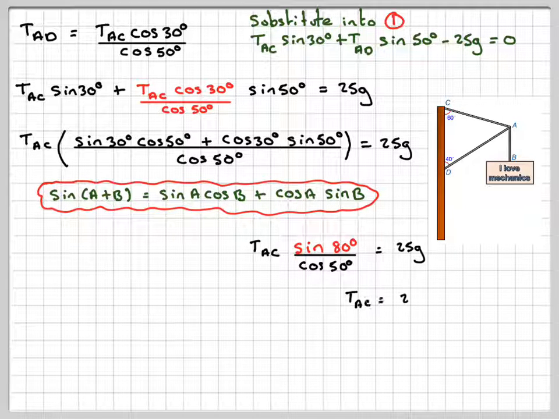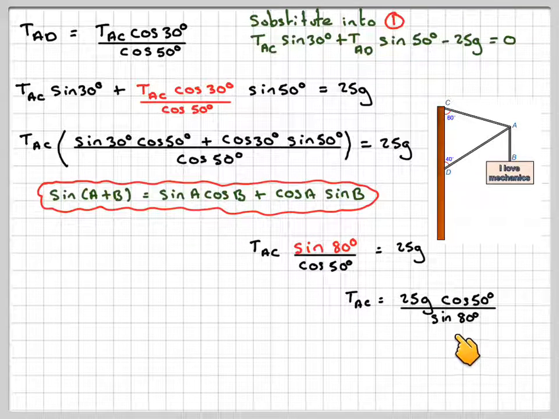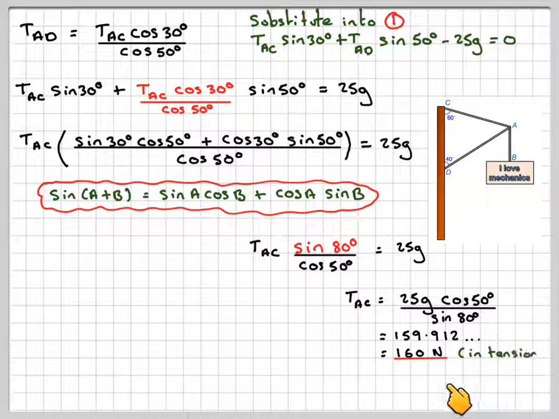And then rearranging that for TAC, we're going to have 25G cos 50 over sine 30. And we've worked that out on our calculator. We get 159.912, which gives me 160 newtons. And as I said, this force here is in tension.